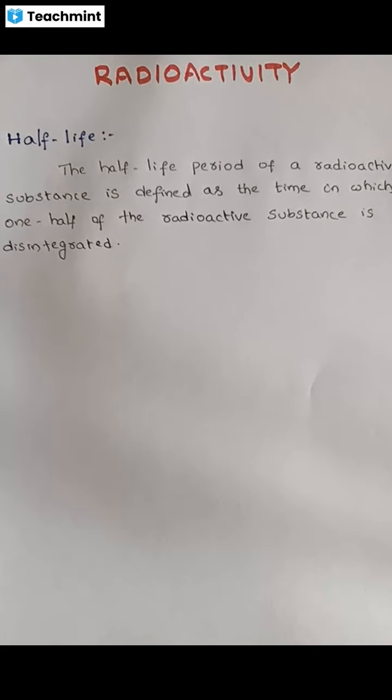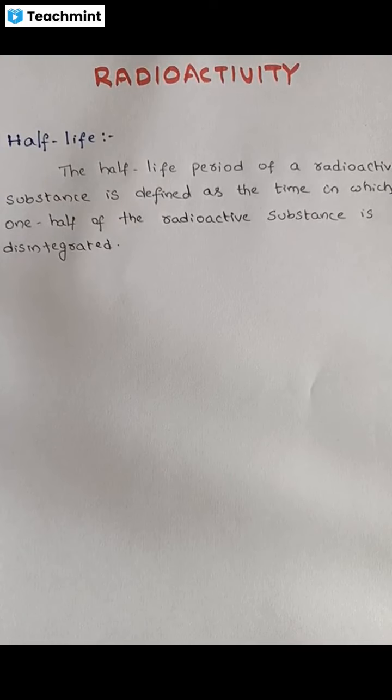Let us go with the half-life period of a radioactive substance. In the name itself, half-life is what? Half of the life. That means if it is 10, half-life is 5. Like that, half-life. That is the meaning of the half-life. We'll come to the definition first. Half-life means the time taken to disintegrate half of its quantity. It is the time taken to disintegrate half of its quantity is called half-life.